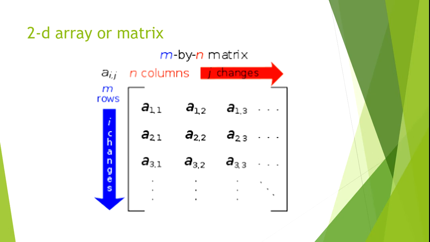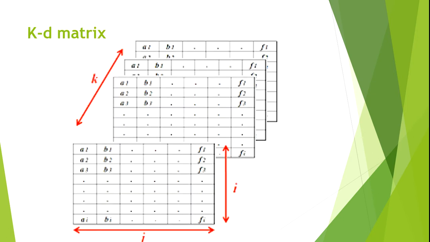When we write or speak, we always say rows first. After that, we say columns, like this. Here I have m rows and n columns, so I will say I have an m cross n matrix. And if it is a k-dimensional matrix, then I will say first rows, second columns, and third pages, like this. I have i rows, j columns, and k pages. So i cross j cross k.